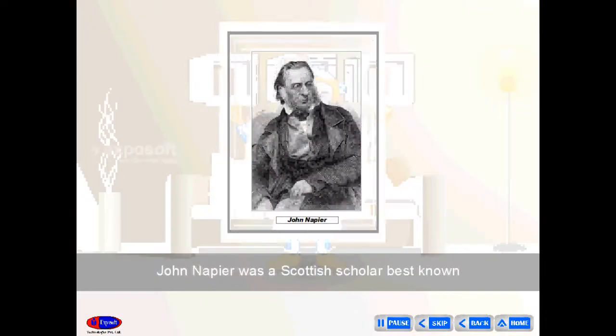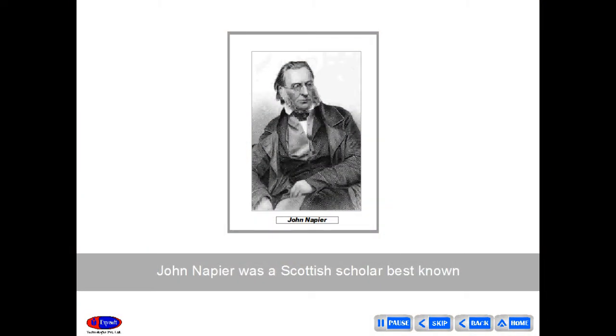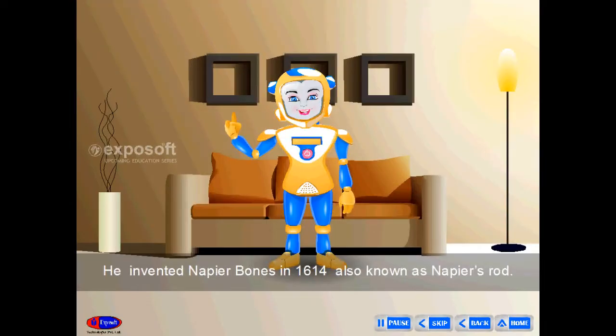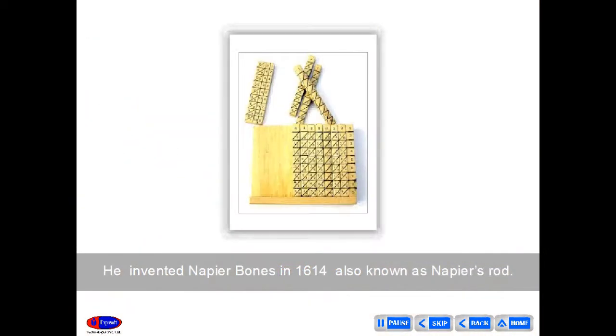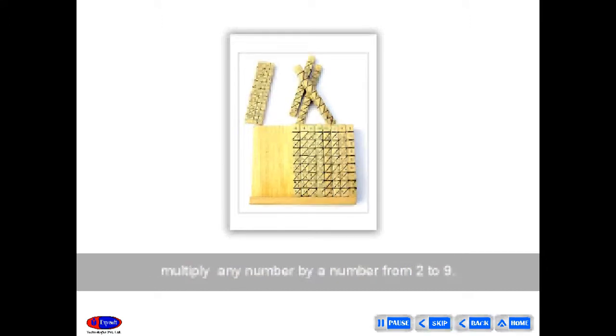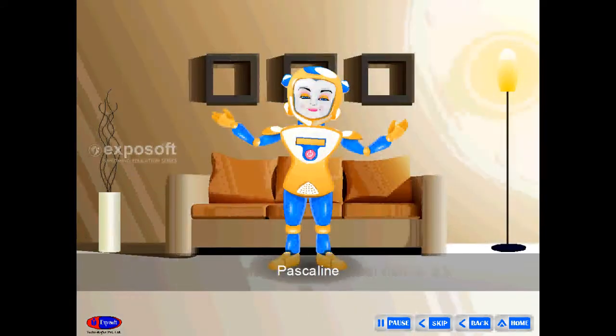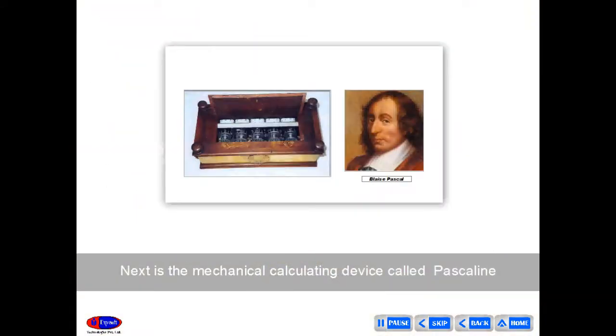Napier. John Napier was a Scottish scholar best known for his invention of logarithm. He invented Napier's bones in 1614, also known as Napier's rod. It is a set of numbered rods which were used to multiply any number by a number from 2 to 9. Pascaline. Next is the mechanical calculating device called Pascaline, discovered by Blaise Pascal, a French mathematician, in 1642.